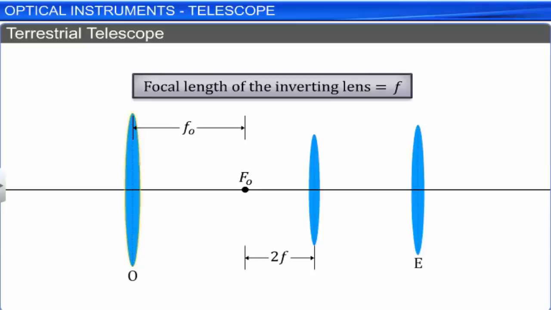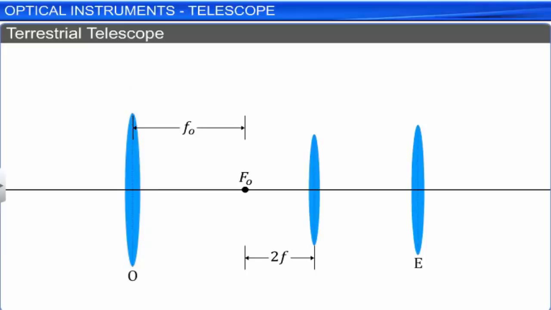When the telescope is turned towards a distant object on the ground, the rays from the object are incident on the objective, which form an image PQ on the focal plane of the objective. PQ is real, inverted, and diminished compared to the object.